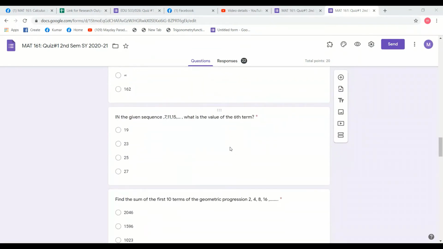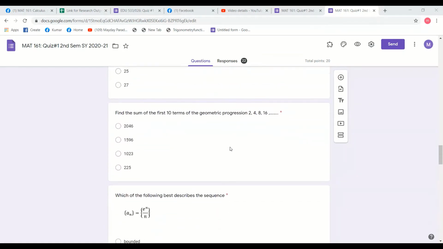Okay, for this one, this is an example of an arithmetic sequence. So all you have to do is add 4. So plus 4, you have 19, plus 4, you have 23, plus 4, you have 27. So therefore, the sixth term is 27.